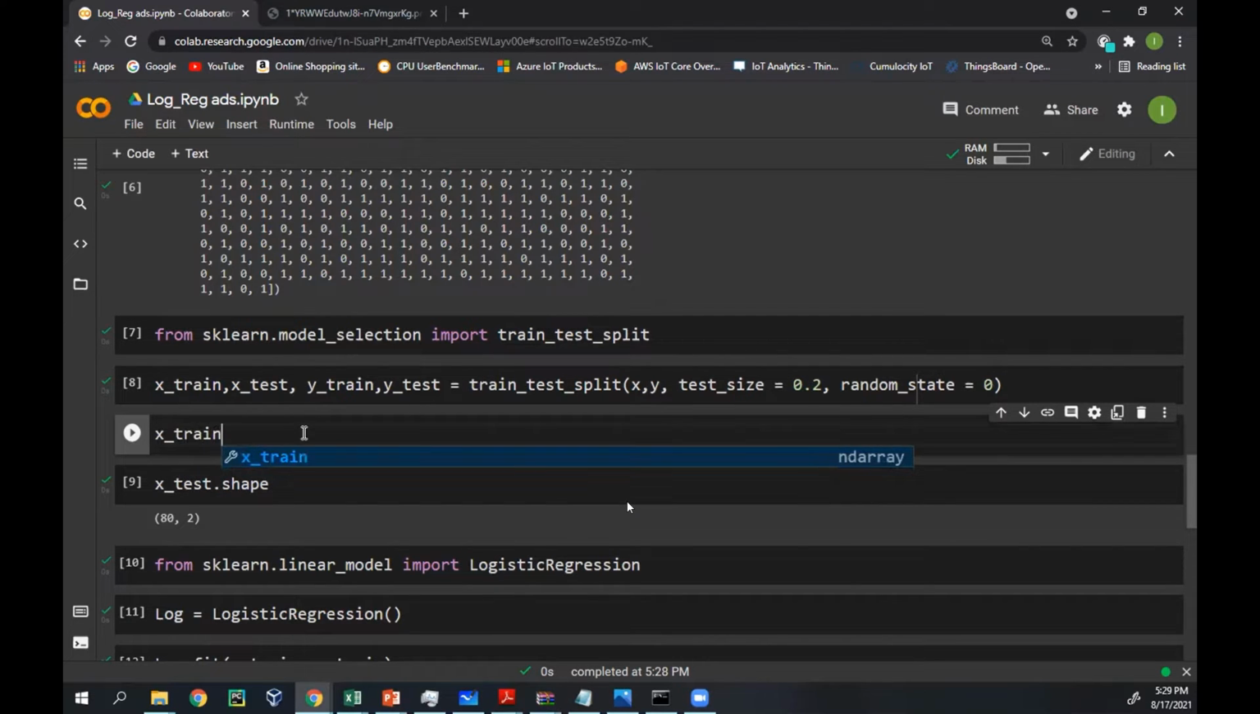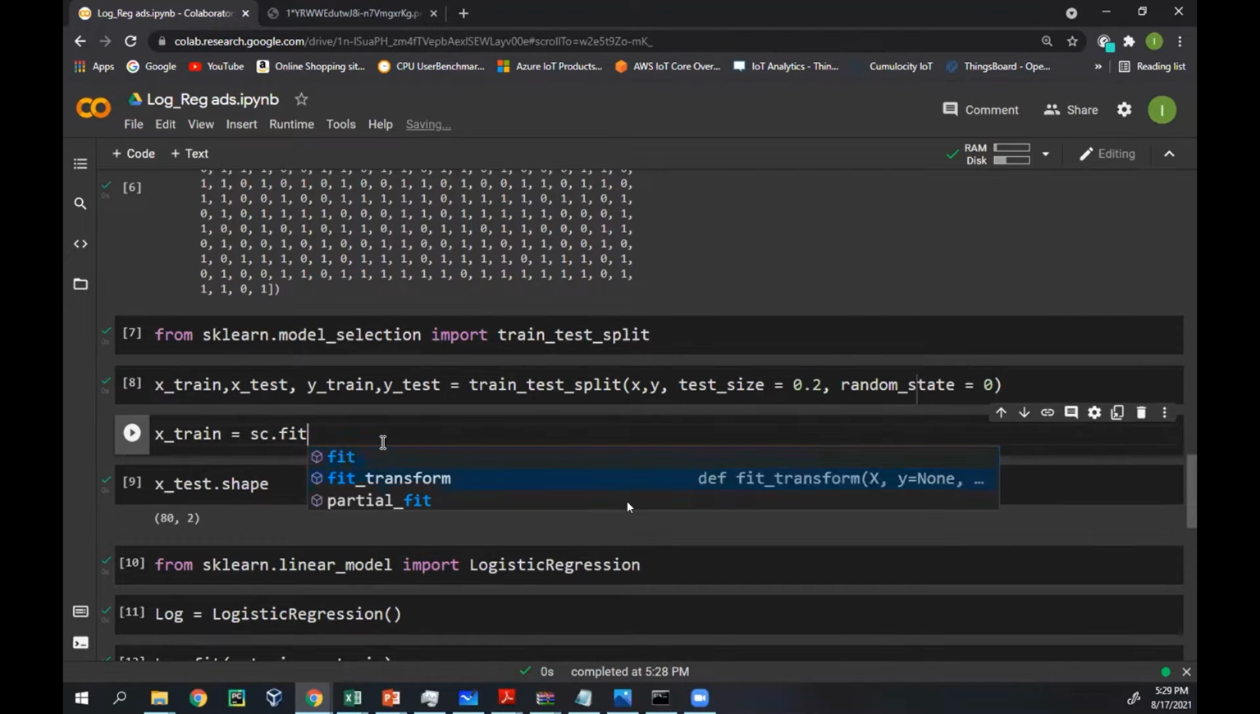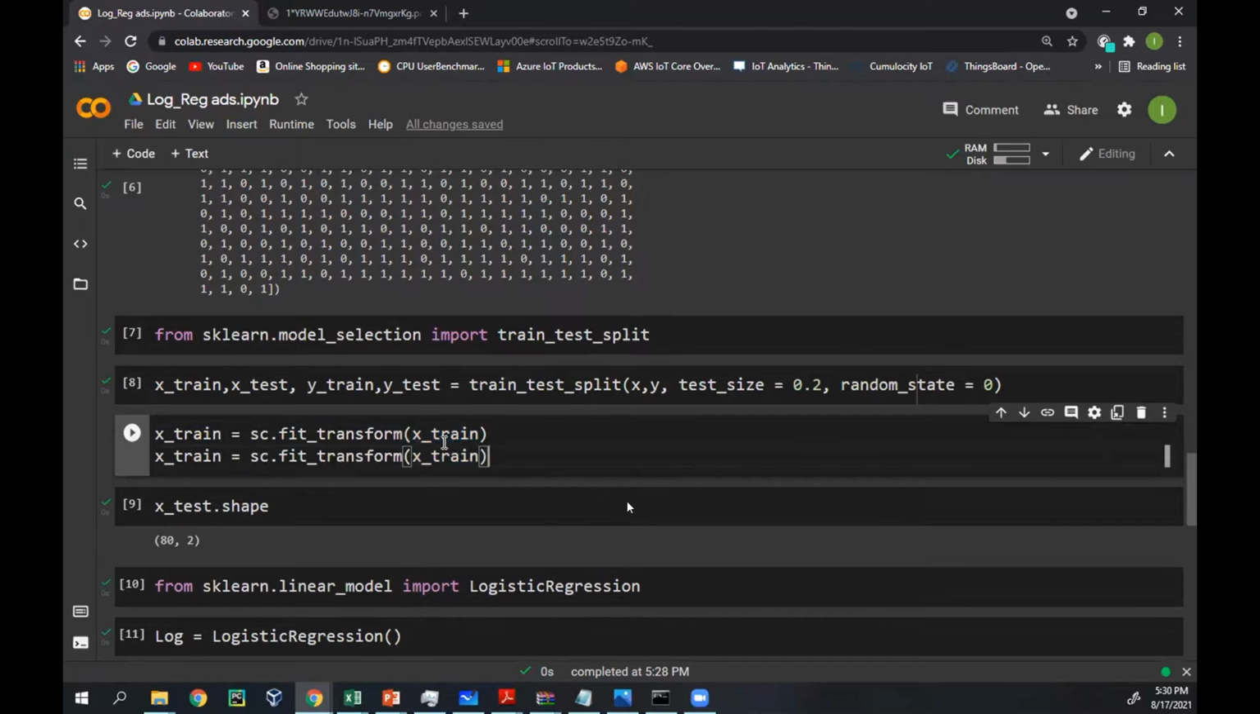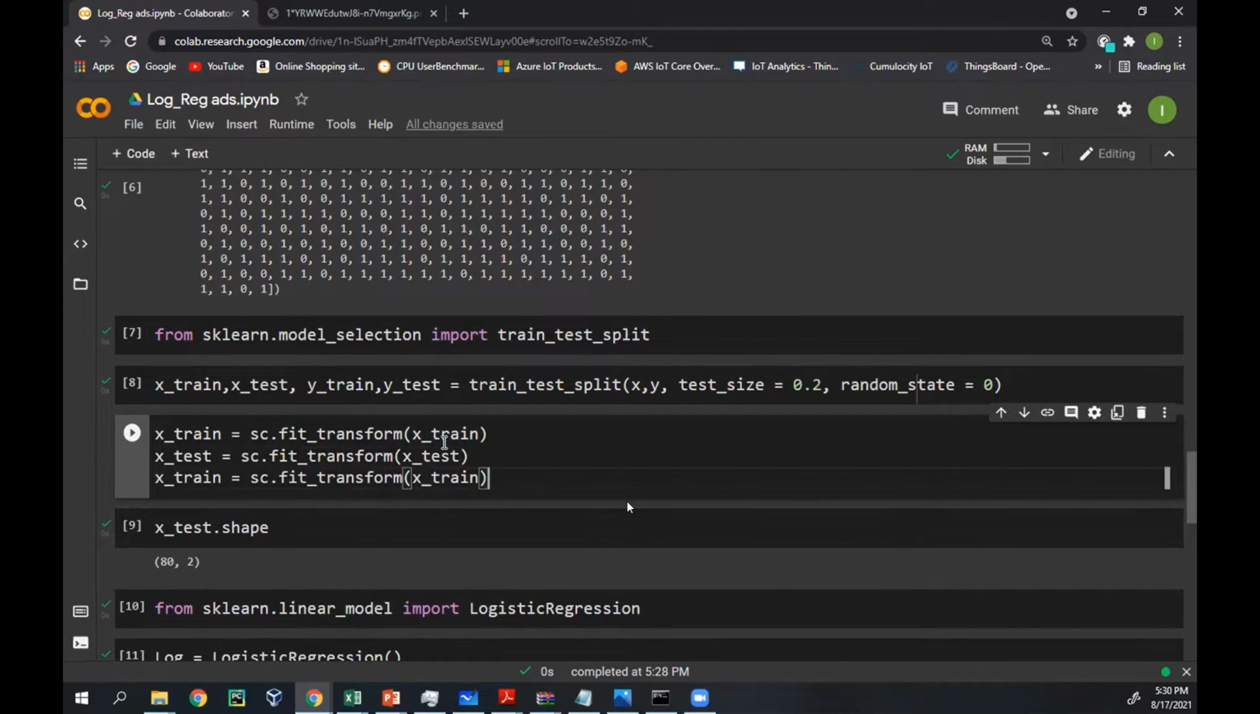And how do you do it after the split? You just have to go with X train is equal to sc.fit_transform of X train. And similarly, we have to do it for X test as well, X train and X test. How about Y, guys? Do I have to do it for Y train, Y test also? Let me know, guys. Do I have to do that?